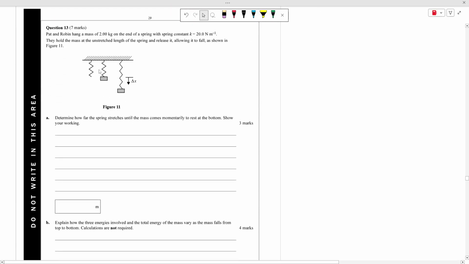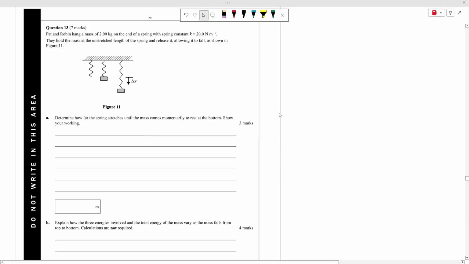Question 13. Pat and Robin hang a mass of 2 kilograms on the end of a spring with a spring constant of 20 newtons per meter. They hold the mass at the unstretched length of the spring and release it, allowing it to fall as shown in figure 11. So that's the unstretched length of the spring. You hold a mass there, and then you just move your hand, and the mass obviously is going to fall. Okay. Determine how far the spring stretches until the mass comes momentarily to rest at the bottom.